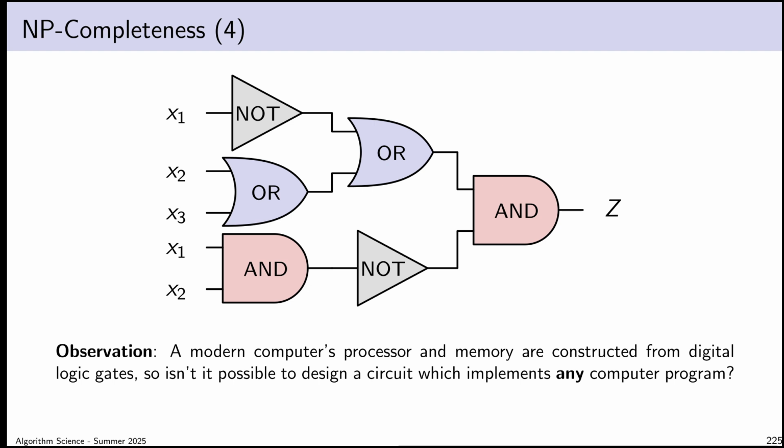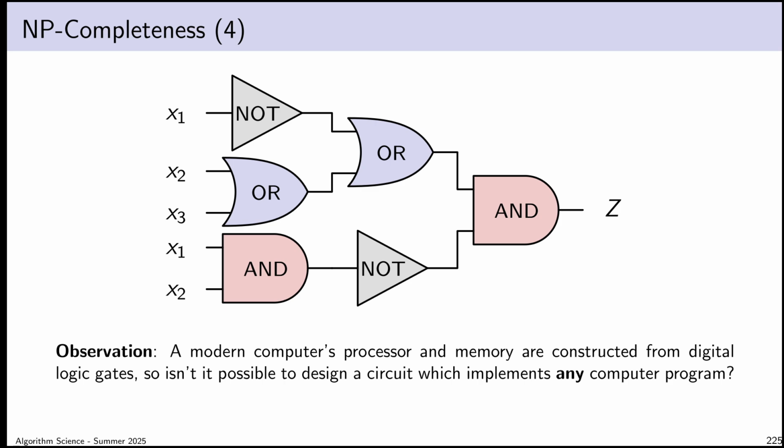Here's an interesting observation. A computer's processor and memory are built out of digital logic gates, or at least they can be. Yours is, mine is, but I suppose we could leave the door open to there being computers out there that do deterministic computation like the ones that we know and love that aren't built out of logic gates, although we'll touch on that a bit in the next lecture, in fact.